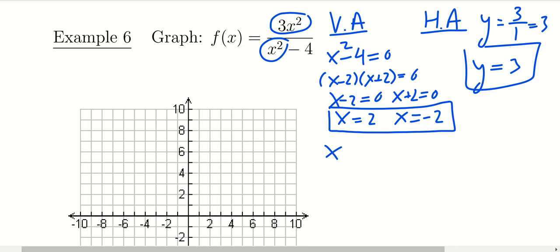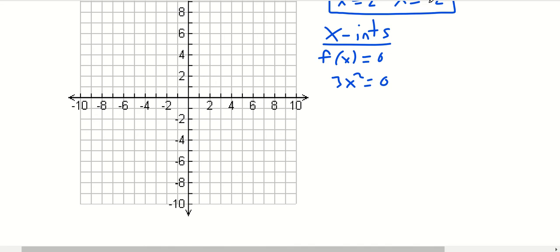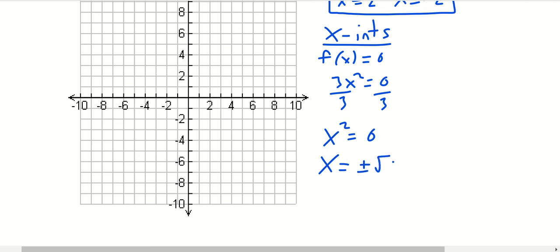The next thing we'll look for is our x-intercepts. Technically, this comes from setting the function equal to 0 and solving, which in this case is equivalent to setting the numerator equal to 0. To solve 3x squared equals 0, divide both sides by 3. We get x squared equals 0. You can simply take the square root of both sides. Plus or minus 0 is just one value. That's going to be 0. So we have an x-intercept of 0, 0.